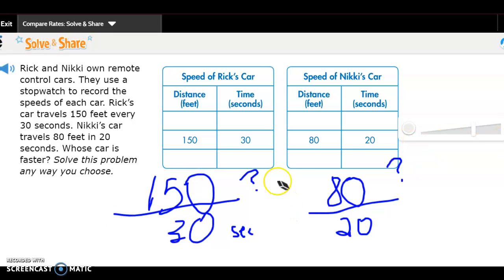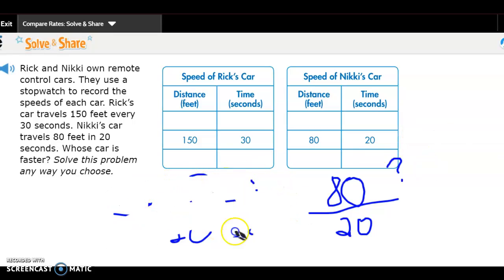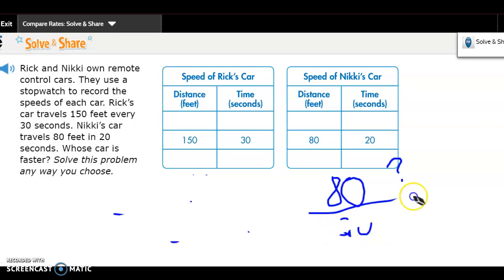Let me delete this. Let's erase that. Okay, erase that. Okay, thanks for bearing with me, guys.